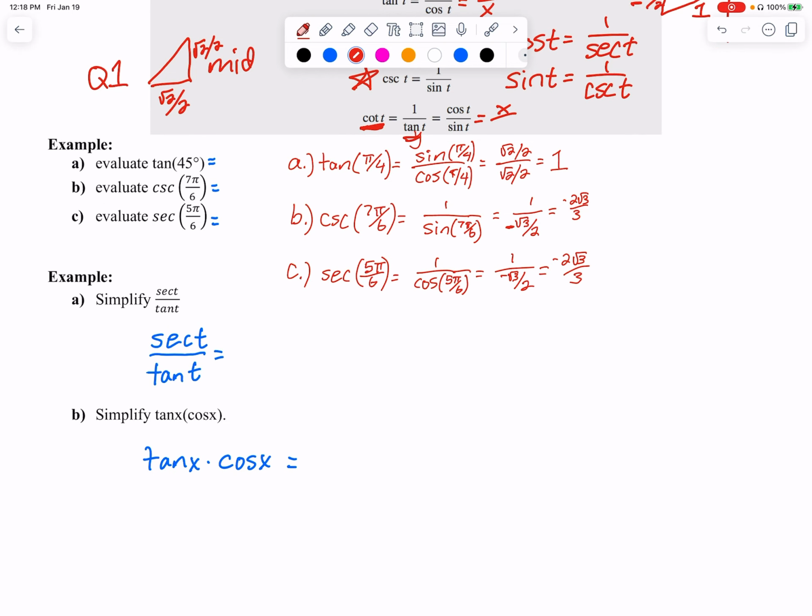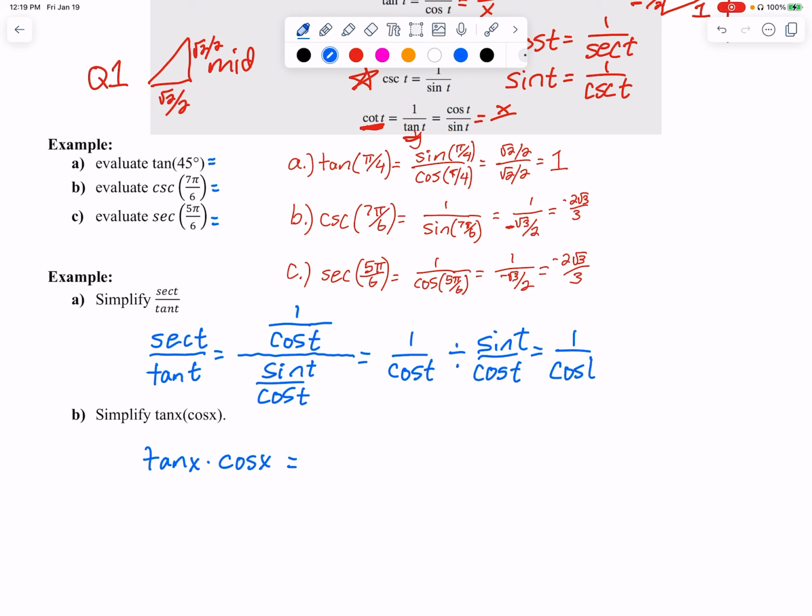Simplify: secant over tangent. We're going to be doing a lot of this later in the semester, but they're going to preview it here. Secant is 1 over cosine, so I just change that. Tangent is sine over cosine. Notice that this is a fraction within a fraction, which means it's just division: 1 over cosine t divided by sine of t over cosine of t. I change it to multiplication, and I flip my fraction.